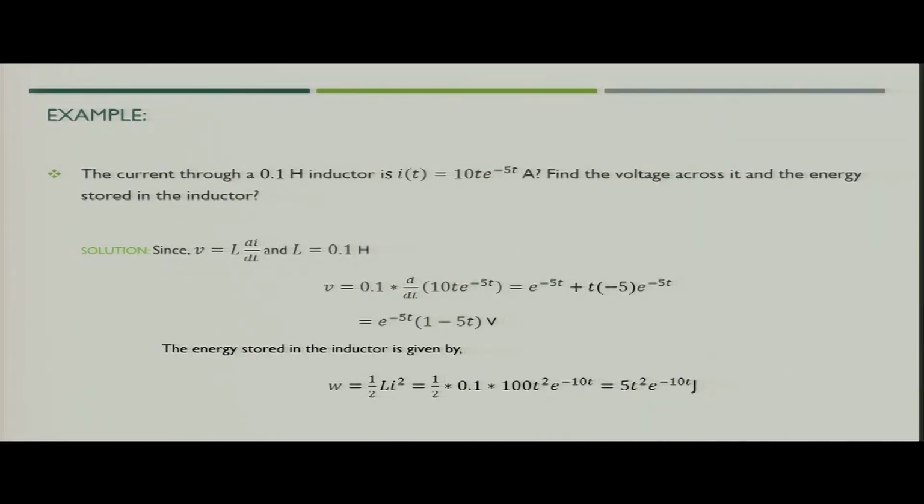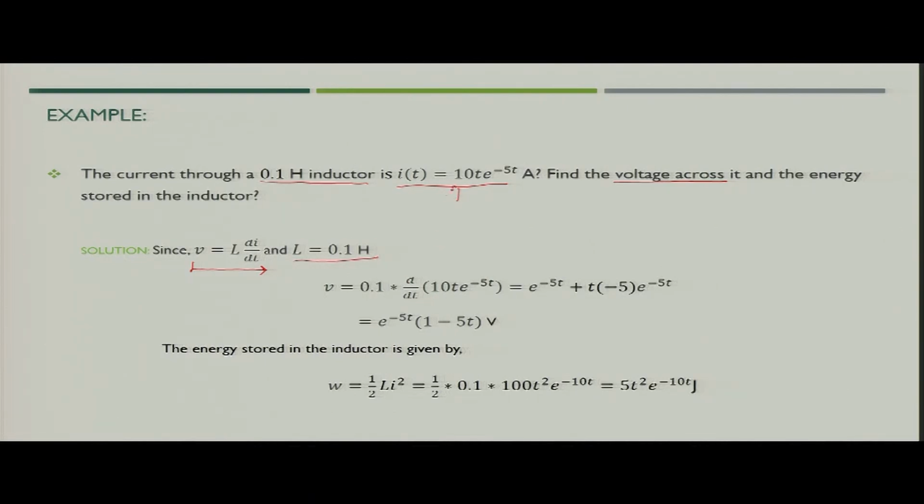So, now let us take one example. Suppose the current through an inductor is given as I(t) equal to 10 t e to the power minus 5 t, and the inductor value is 0.1 Henry. We need to find the voltage across that inductor. So, what will we do? We will use the formula V equal to L di by dt. The value of L is given.